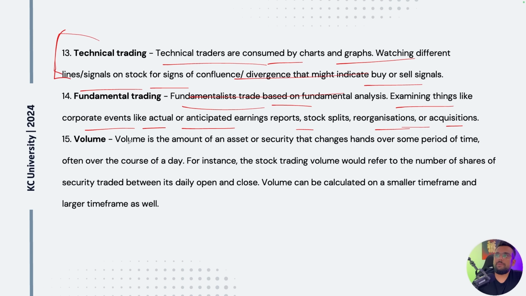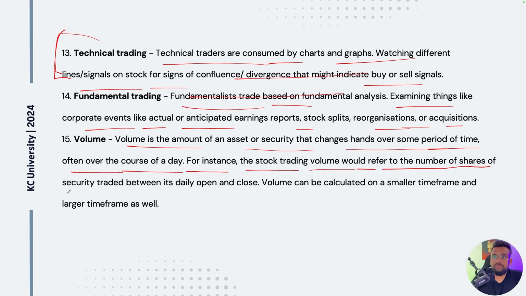Now, volume. Volume is the amount of an asset or security that changes hands over some period of time, often over the course of a day. For example, the stock trading volume would refer to the number of shares of a security traded between its open and close. So if you're looking at a daily chart, you can see how much volume there was.